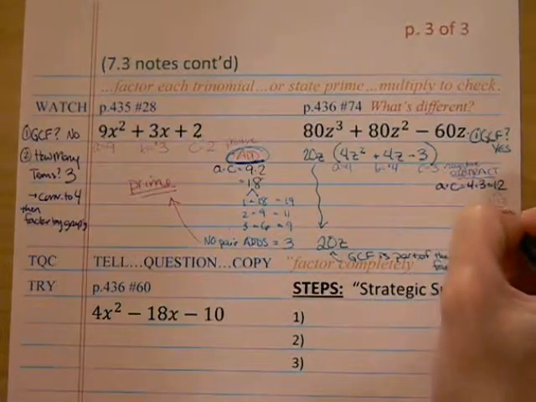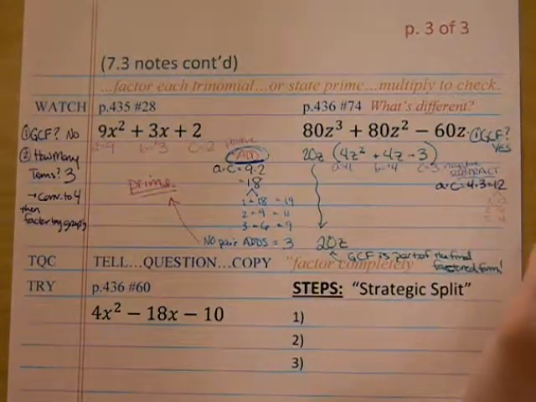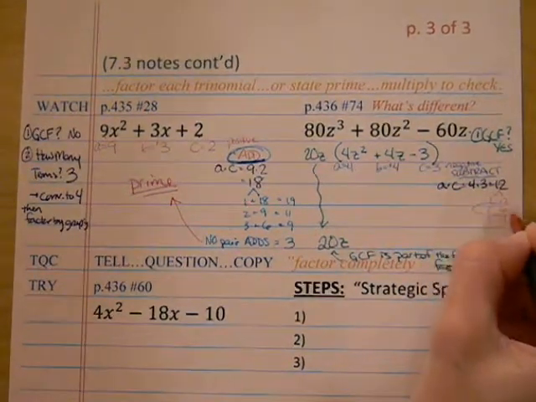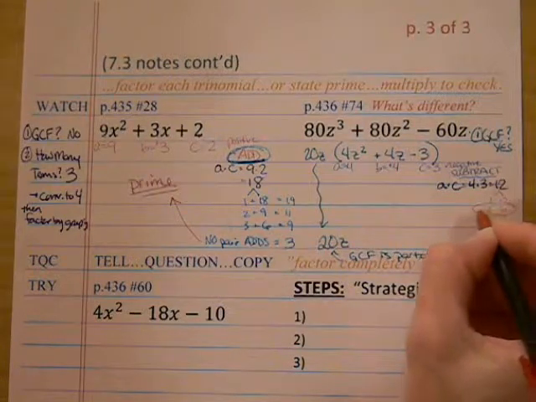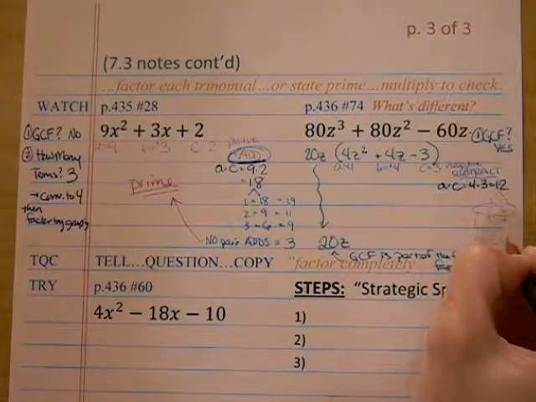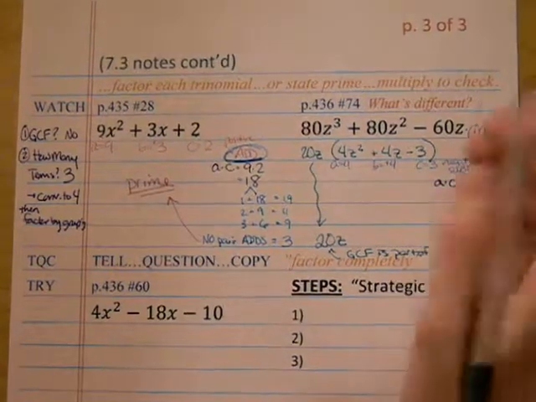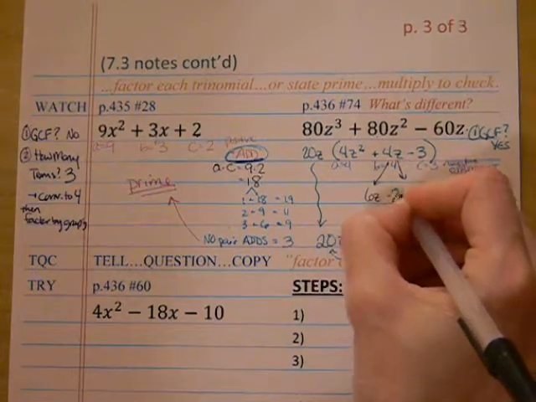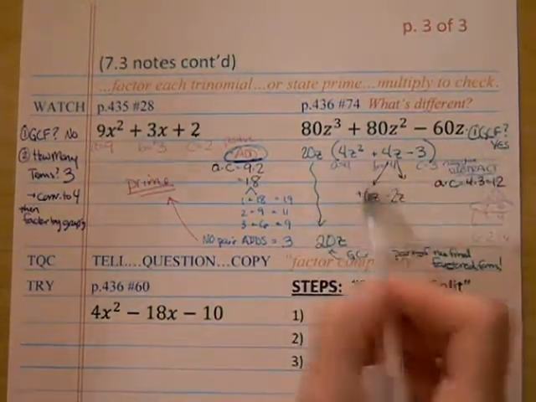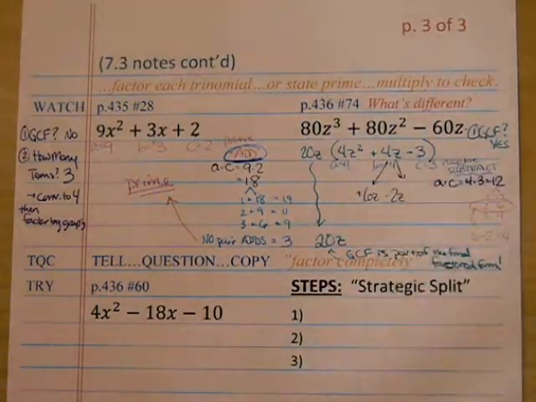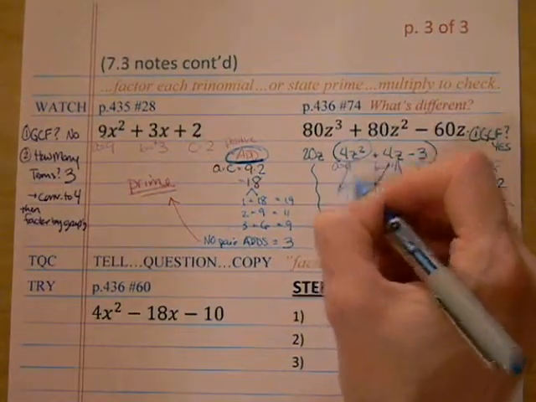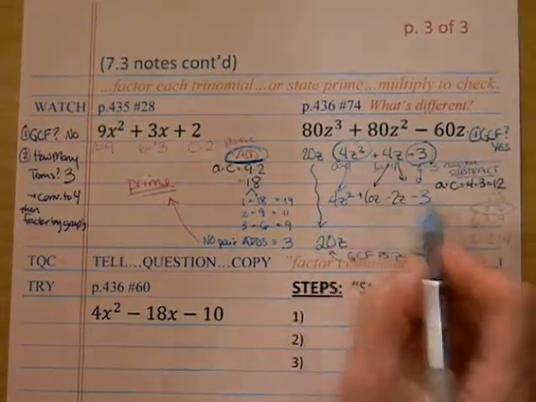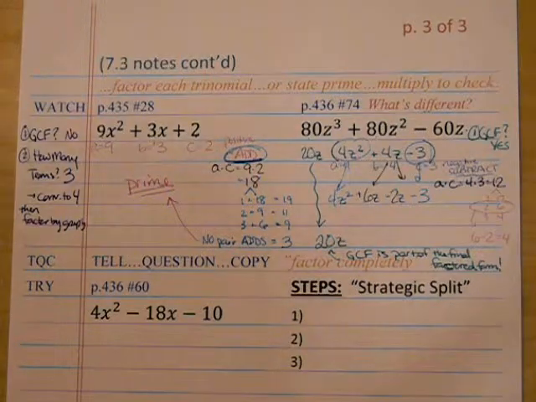1 and 12, 2 and 6, 3 and 4, and we're looking for a pair that will subtract and give us positive 4. And the pair that will subtract is our 6 minus 2. 6 minus 2 will give us a positive 4, which means our split, we're going to take that 4z and split it into 6z minus 2z, and the front one will be positive. Then we bring down our originals on either side, 4z squared minus 3, and there's our 4 terms. We've converted to 4 terms.